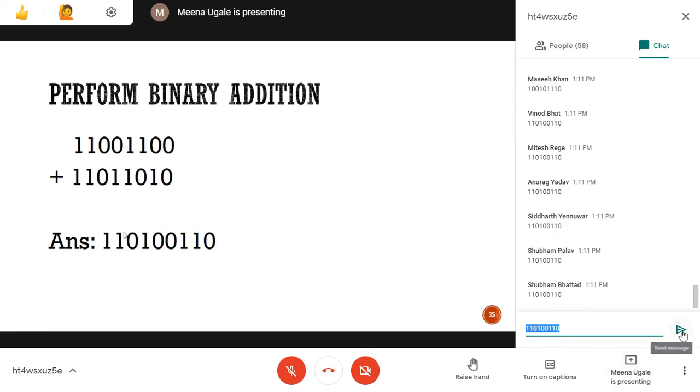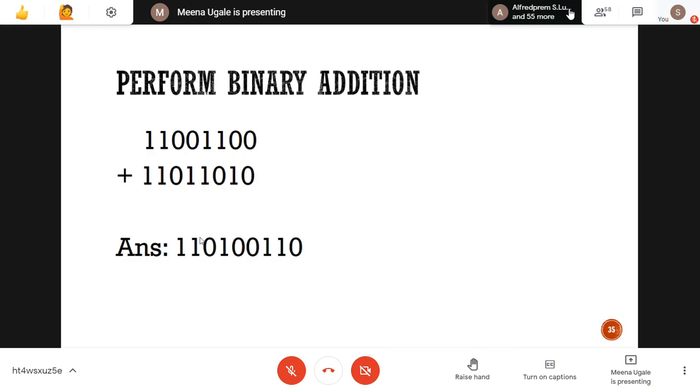So I have given here one example for 8-bit numbers. As I said, you can try it on any bit numbers and check it because the rules will be same for all the binary addition examples.